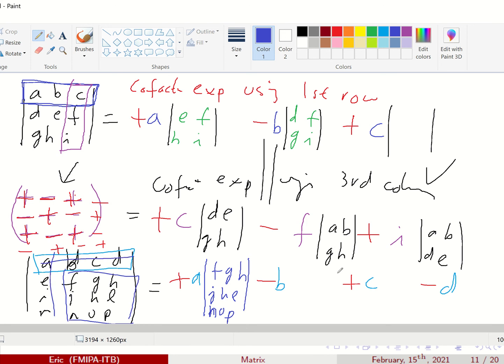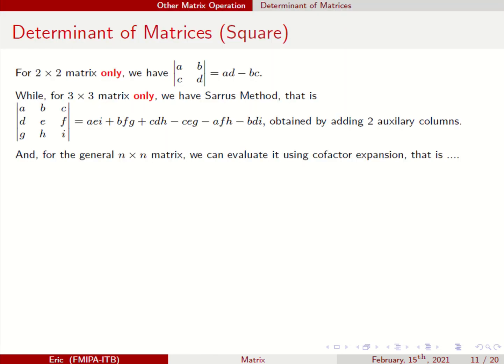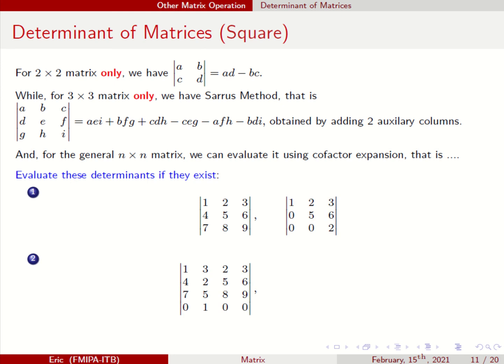Because you eliminate this, you can do the rest for this. But don't forget, it will become a 3 times 3 matrix. So it really, okay, cumbersome. Okay, that is the cofactor expansion. And then try to evaluate this.